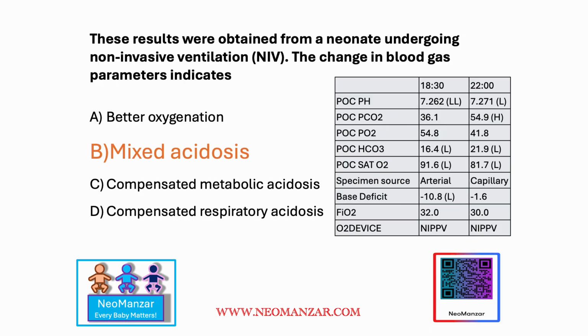Now let's talk about why this is mixed, because the CO2 is up, as you can see here. So there is some respiratory component, and this baby started with a metabolic component. The body is trying to correct it; the metabolic component is corrected, but the respiratory component is still there. And the pH is not totally corrected. 7.27 is mildly better than the previous one, but it's not corrected. Like we talked about, if this CO2 was down and this had corrected, then this was probably compensated metabolic acidosis, but that's not the case.